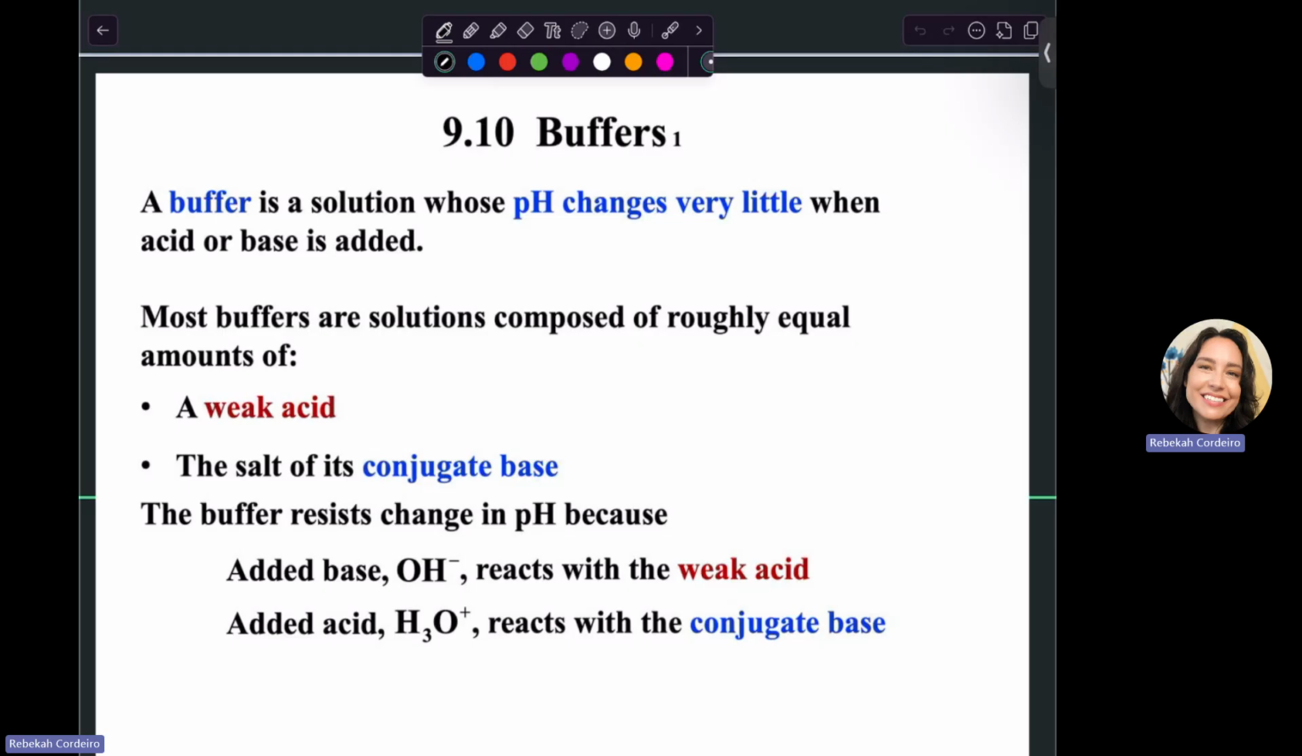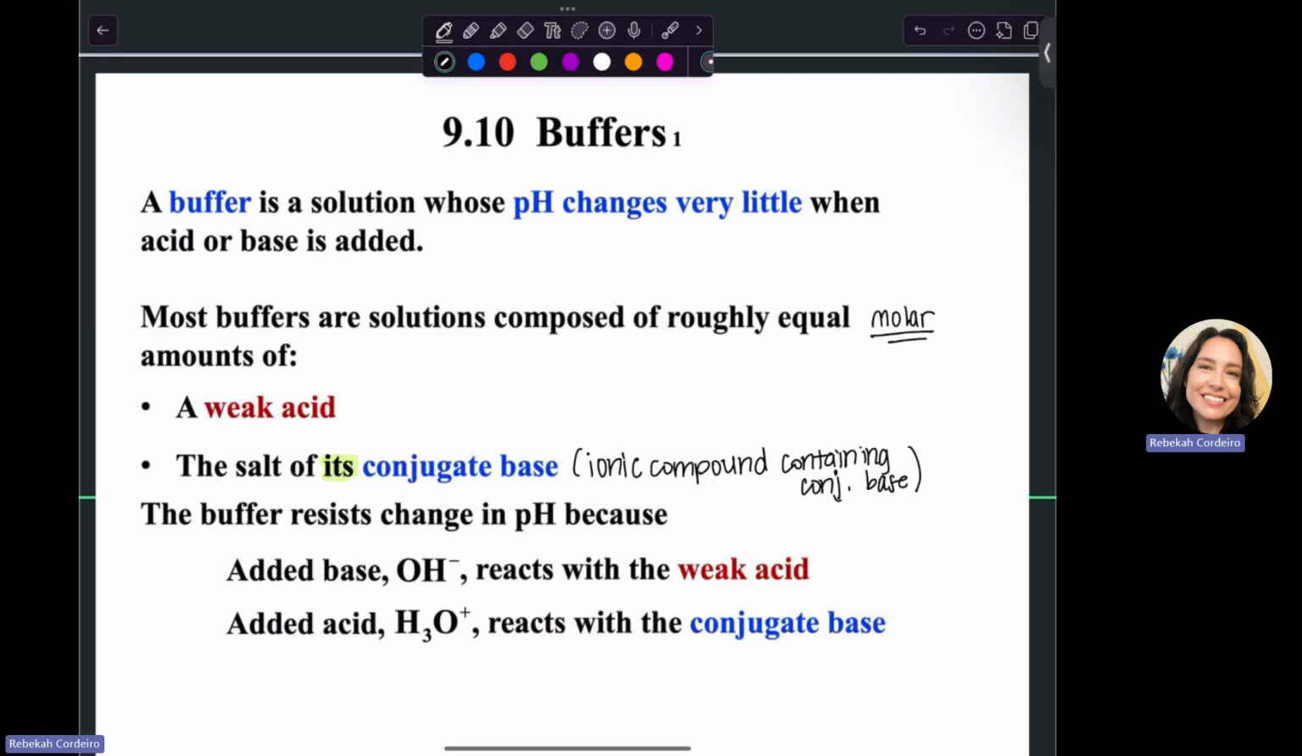So most buffers are solutions composed of about equal amounts. Now that's equal molar amounts specifically. So you wouldn't just think about the grams of each of these substances, but we were thinking about the moles. So we can write equal molar amounts of a weak acid and its conjugate base, specifically the conjugate base that comes with that weak acid. And what is a salt? A salt is just an ionic compound that's made from an acid-base reaction. So the salt of its conjugate base would be the ionic compound containing the conjugate base. So as long as you have the conjugate base in there, that can be a part of a buffer.